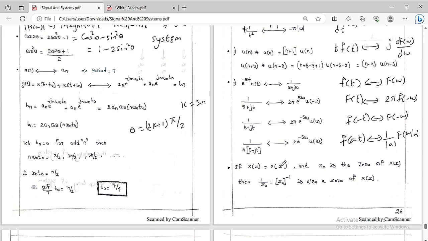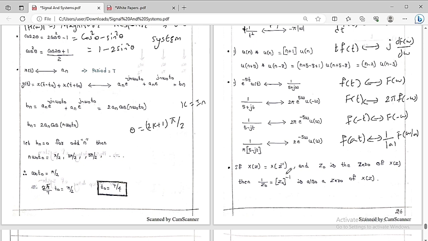Suppose now, if x of z is equal to x of z to the power of minus 1 and z naught is a zero of the x of z, then 1 by z naught, which is z naught to the power of minus 1, is also a zero of the x of z. So what is the meaning of this one? If x of z is equal to x of z to the power of minus 1, and z naught is the zero of the x of z, then 1 by z naught, which is nothing but z naught to the power of minus 1, is also a zero of the x of z. So this formula you always have to keep in your mind.